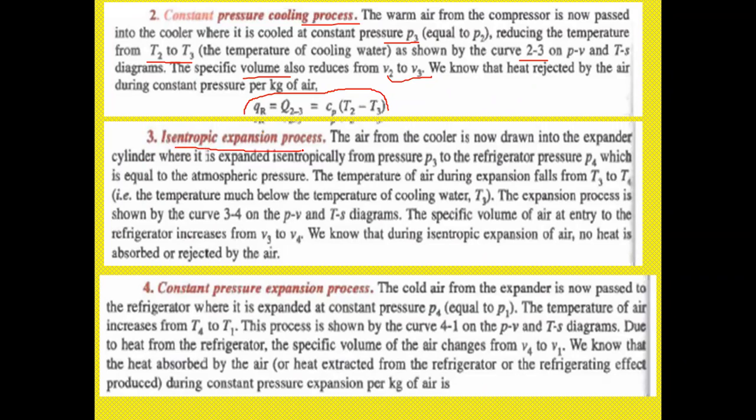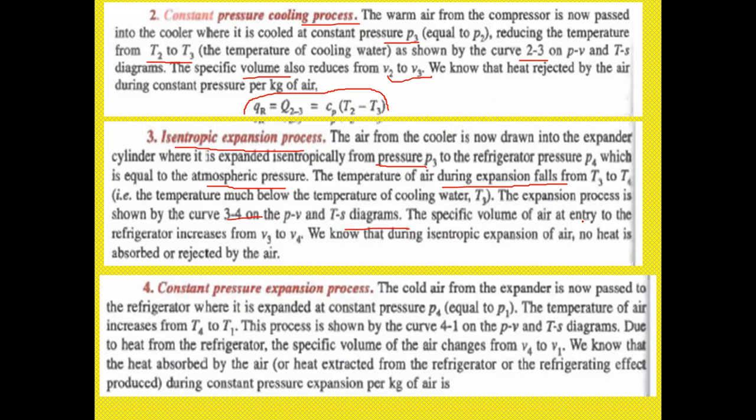So what's happening in the isentropic expansion process? Here, the air from the cooler is again drawn to the expander. So the cool air from the cooler is going into the expander cylinder, and is expanded isentropically from the pressure P3 to the refrigerator pressure P4, which is equal to the atmospheric pressure. The temperature of air during the expansion falls from T3 to T4. The expansion process is shown by the curve 3 to 4 on the PV and TS diagrams.